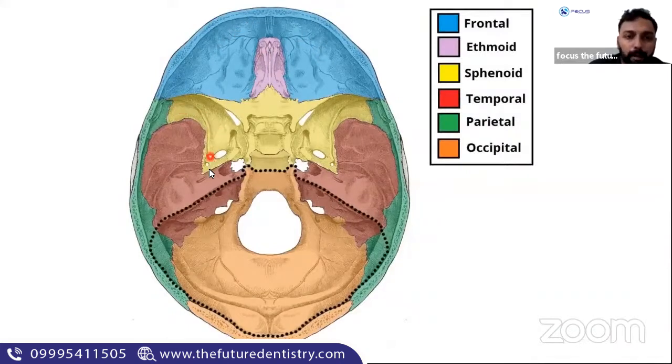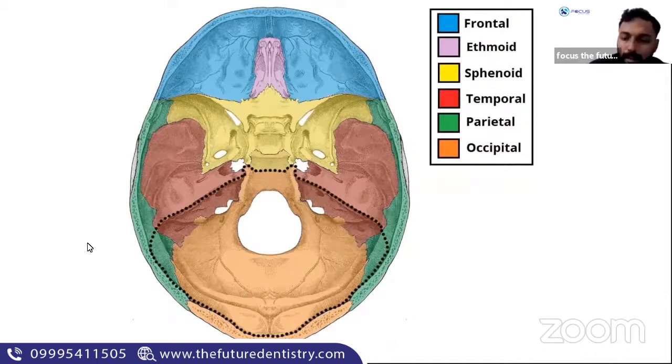Then you have a bone which looks like Batman's wings. It looks like a bat with its wings extended. That is called the sphenoid. Then you have the temporal bone. The green colored ones are the parietal, the continuation of the parietal which we saw in the previous slide. And there is the occipital bone. So this entire part is also known as the base of skull. There are various holes in it, various openings. There are lots of openings here, and these are the openings which we will be discussing.